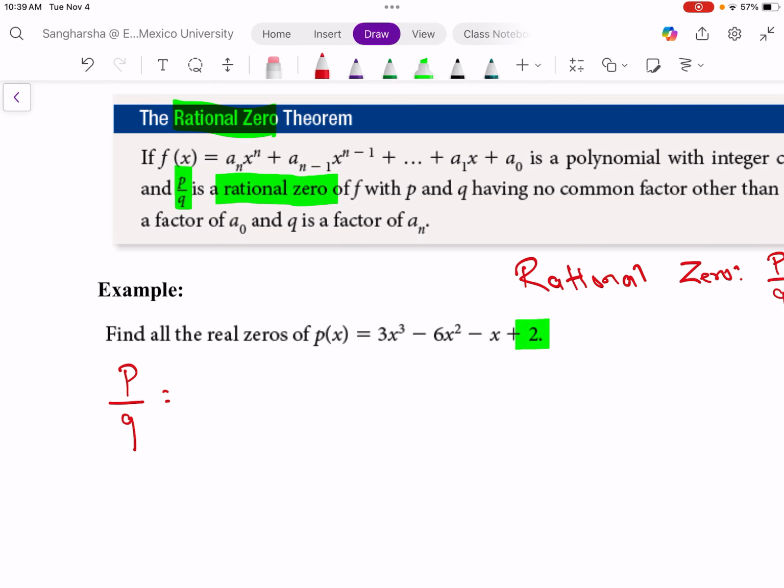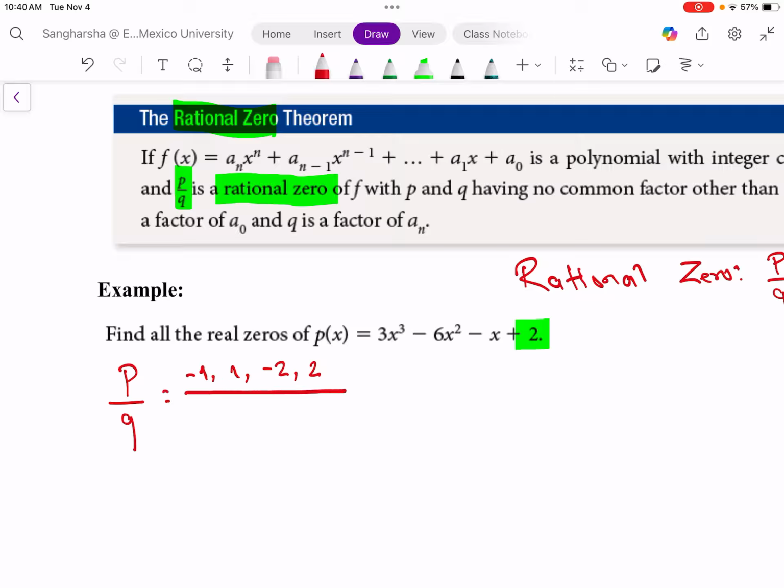You have to write down every factor of 2, including positive numbers and negative numbers. Factors of 2 means every number that divides 2. So what are the numbers that divide 2? 2, 1. Do we have any more? Negative 2, right? Negative 1. So the factors of the constant are negative 1, positive 1, negative 2, positive 2. These are the numbers that divide 2.